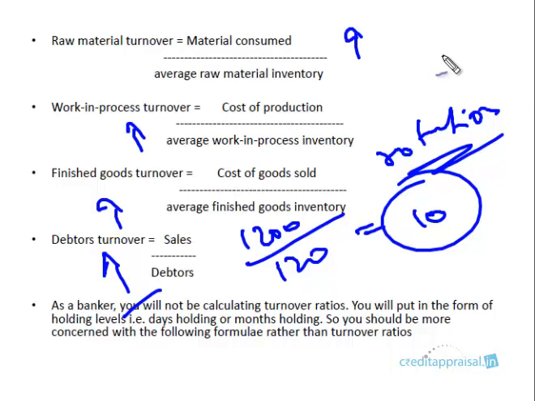Say for example, this ratio is very low. Your finished goods is at 2. Basically what it means is, it is taking you 6 months for the finished goods cycle to complete. You don't want that sort of situation.